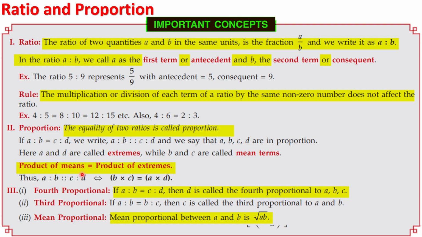Product of means is equal to product of extremes. Thus A is to B as C is to D implies B into C equals A into D. Here B and C are means, A and D are extremes. The product of means is equal to the product of extremes.